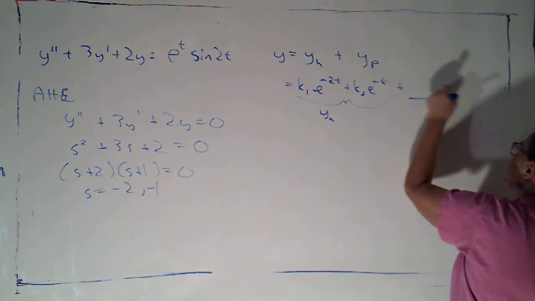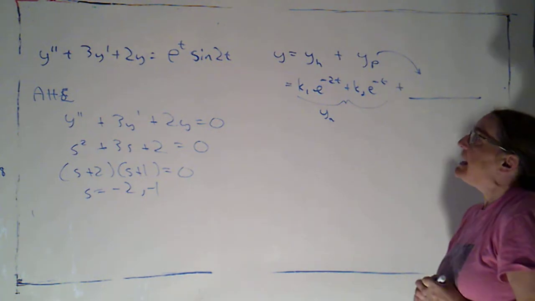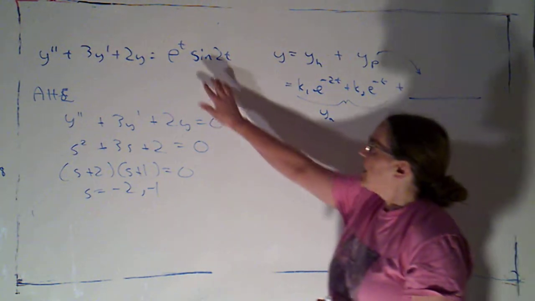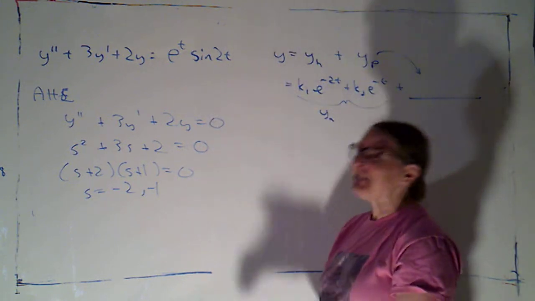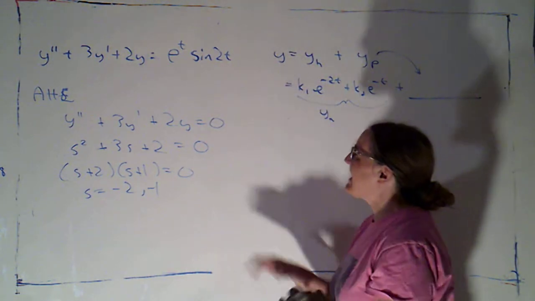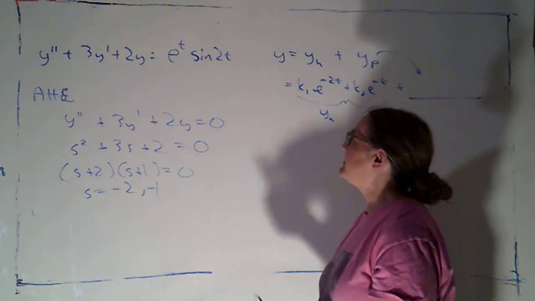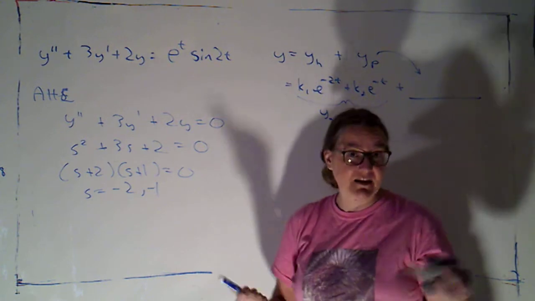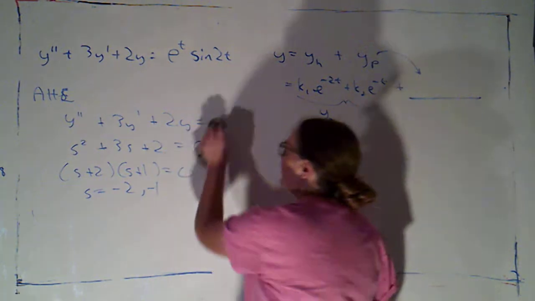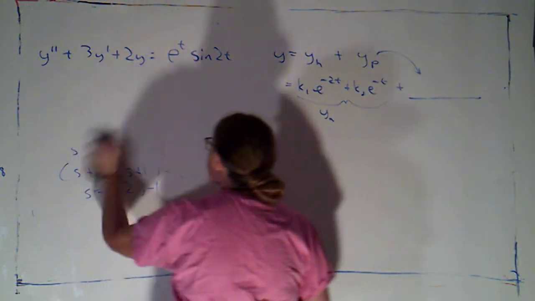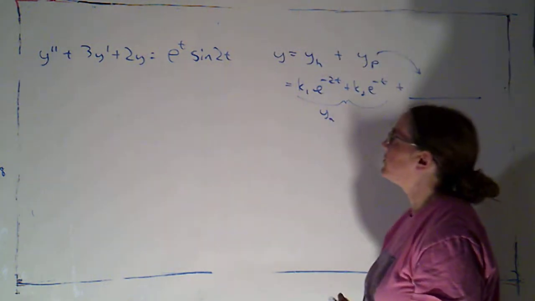Now I'm going to add to that my particular solution. In finding that, I'm going to again complexify this. Now I could, if I wanted to, just guess that I'm going to get some copies of e to the t times sine 2t plus some copies of e to the t times cosine 2t, because that's going to turn out to be what we get. That does become pretty tedious if I work with it that way. The nice thing about complexifying is that my guess is just a single exponential function.